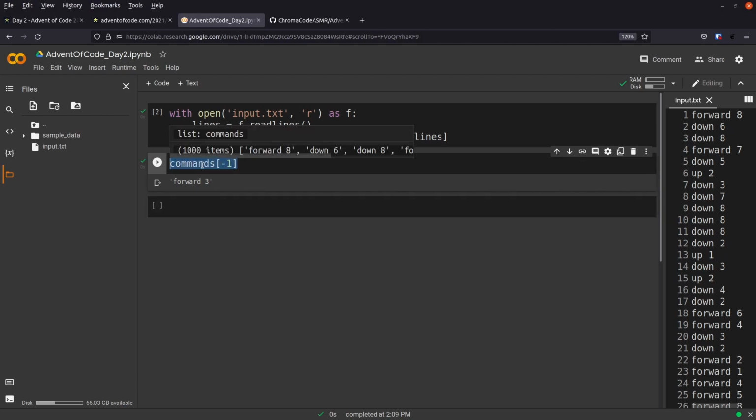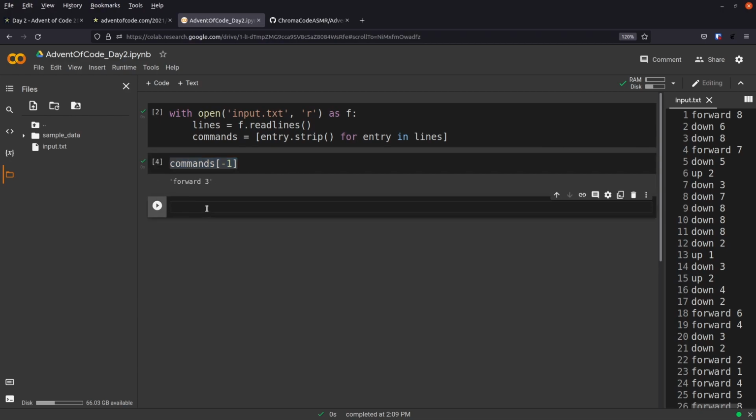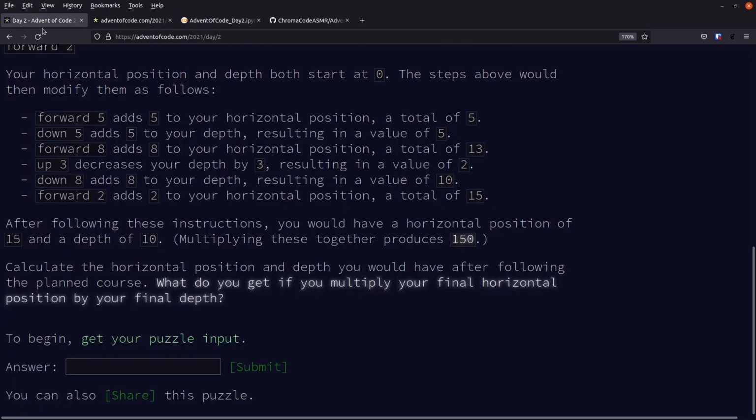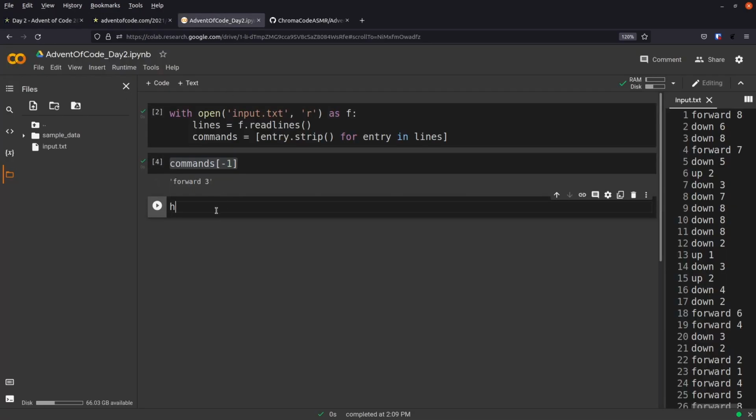That's good, okay. So, I decided to save the word and the number both in just a command as one, and then I'll just take them apart when I need them. Let's go back. We start with a horizontal position and a depth at 0. So, horizontal position and depth are both 0, and now we can just loop through all of the commands.